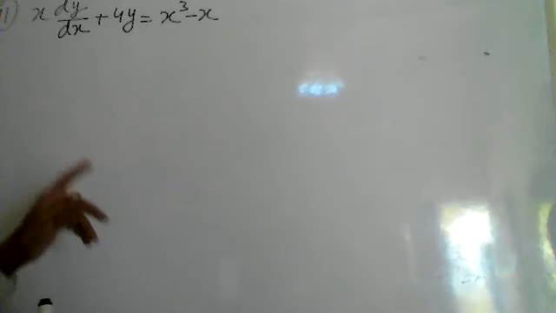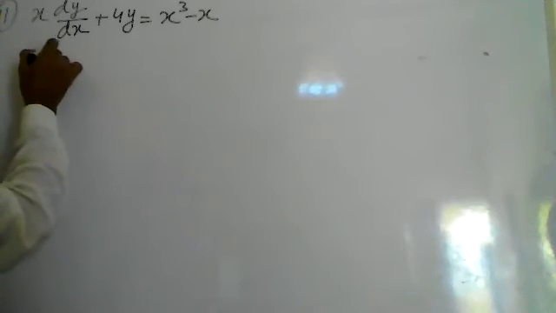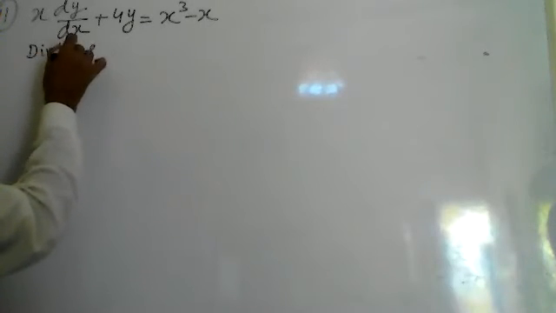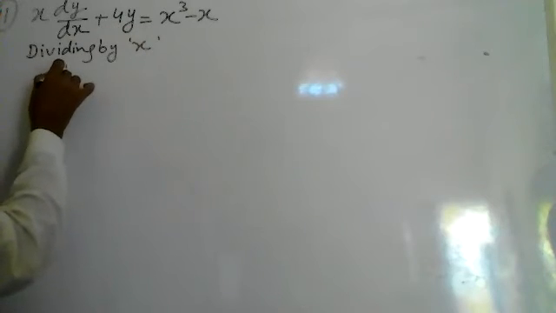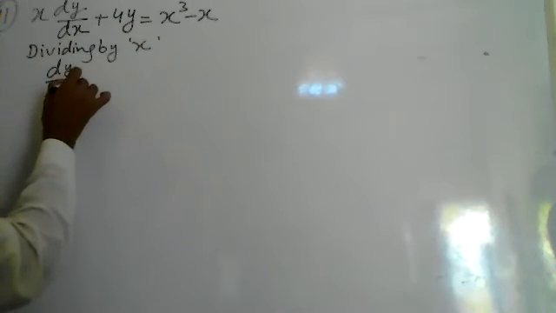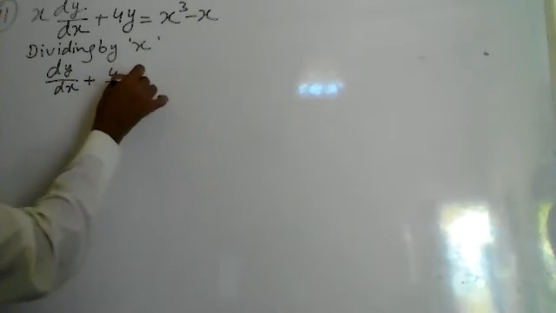Now we will check the first term. Is there any coefficient other than 1? Yes, the coefficient is x. So we will divide by x so that it becomes 1. Dividing by x, it becomes dy/dx plus 4/x times y.